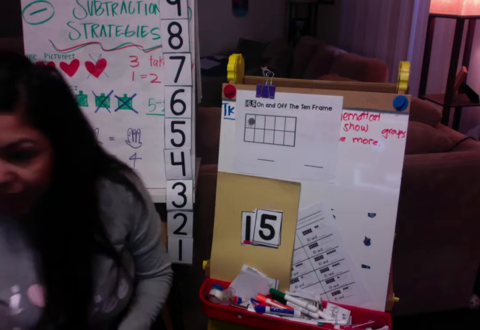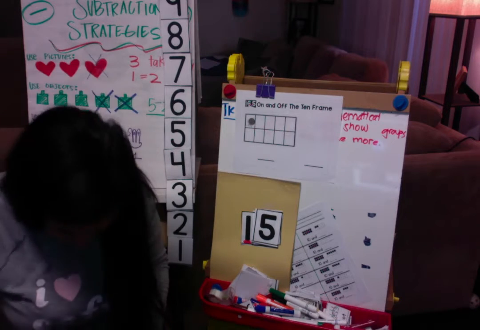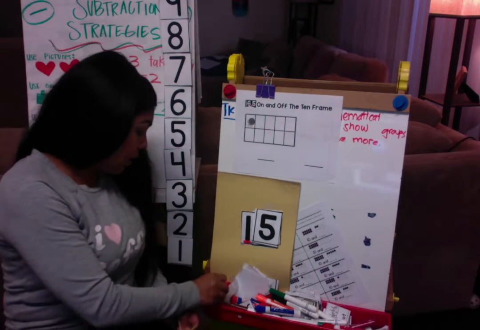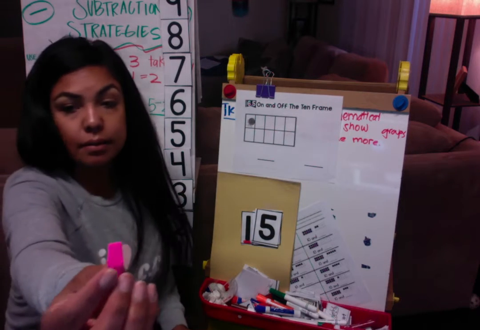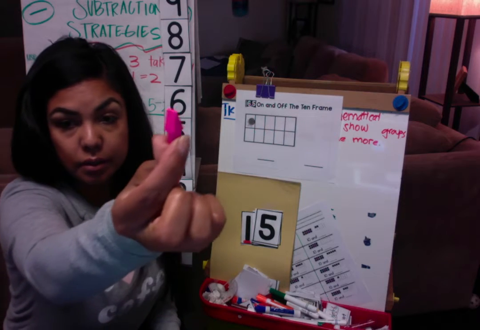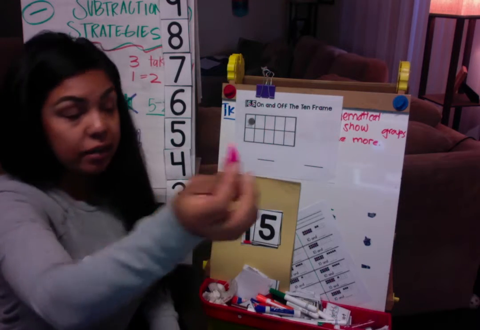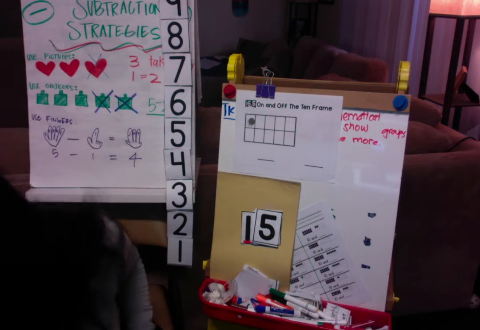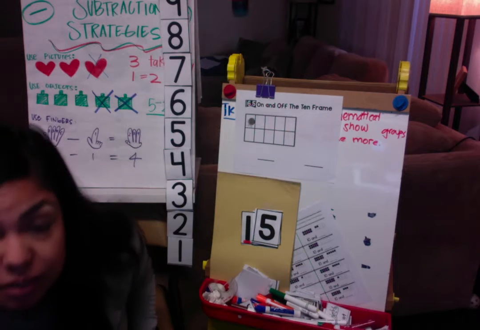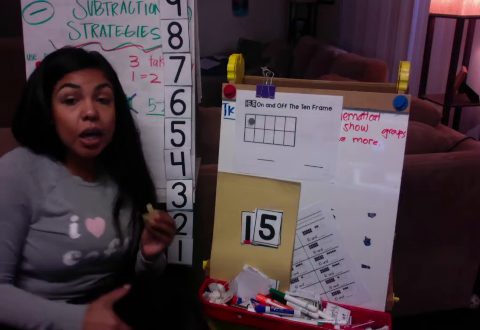I know Blake has little erasers. So if I want to use little erasers, they look like this, see? You see these little erasers? So I can use that and put those in my 10 frames. Anything you want to use. 10 little things. Okay? All right, here we go.